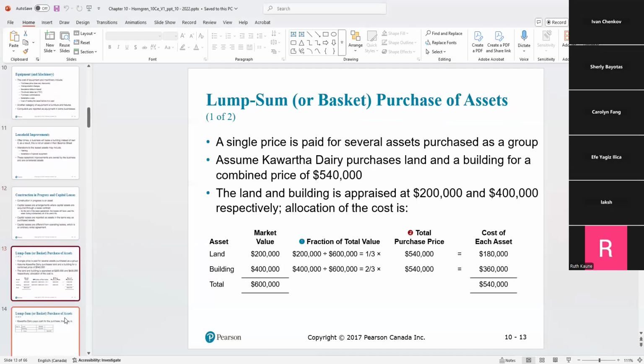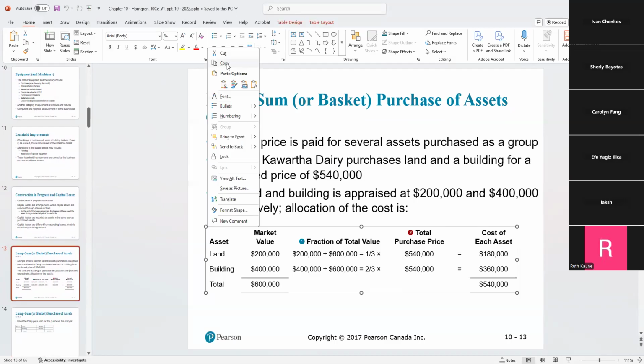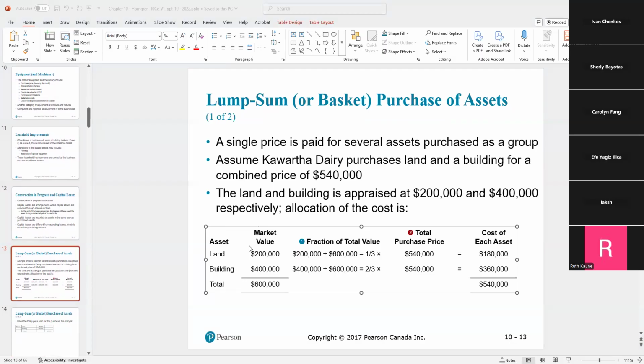Now, what's going to happen if we buy lump sum assets? That's also called a basket purchase of the assets. So here the example is, let me copy this example and I'll move it to the Excel spreadsheet so we can work together, so you can get the idea of this basket purchase of the asset. Just give me a second to modify it a little bit and I'm going to bring it on the screen.